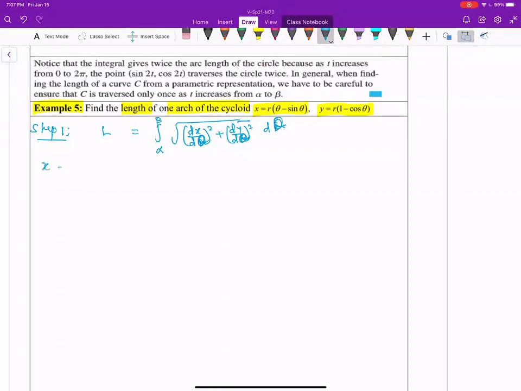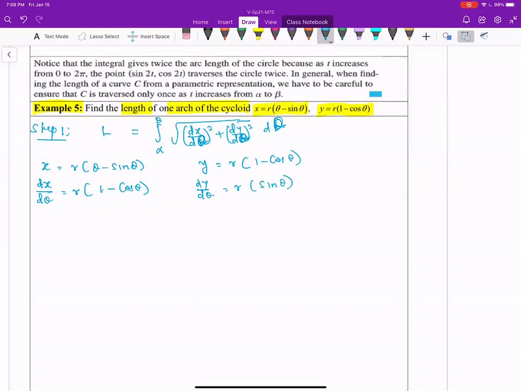Now, x is given to be r times (theta minus sine theta). So we will find dx by d theta, which is r times (1 minus cosine of theta). And y is given to be r times (1 minus cosine of theta). When you do dy by d theta, it is r times 0 minus minus sine theta, so it is positive r sine theta.